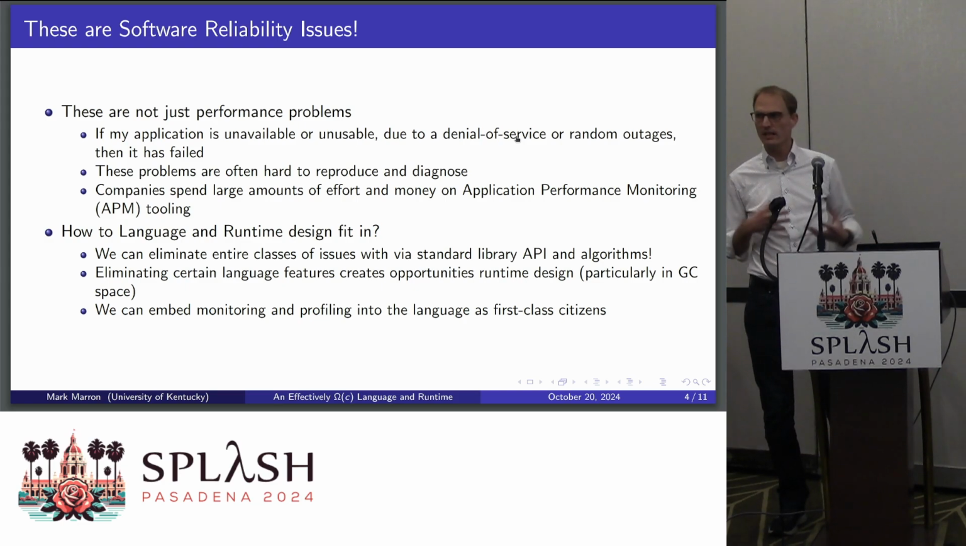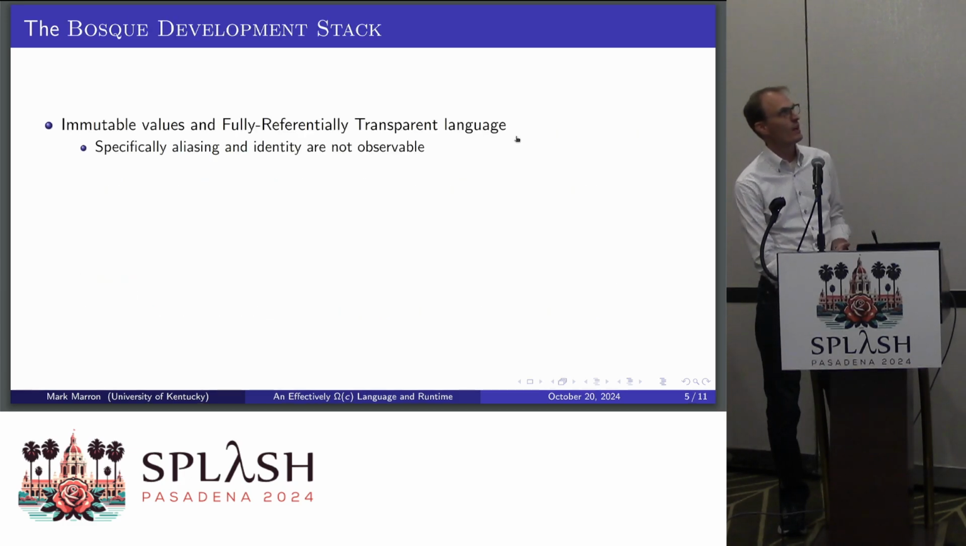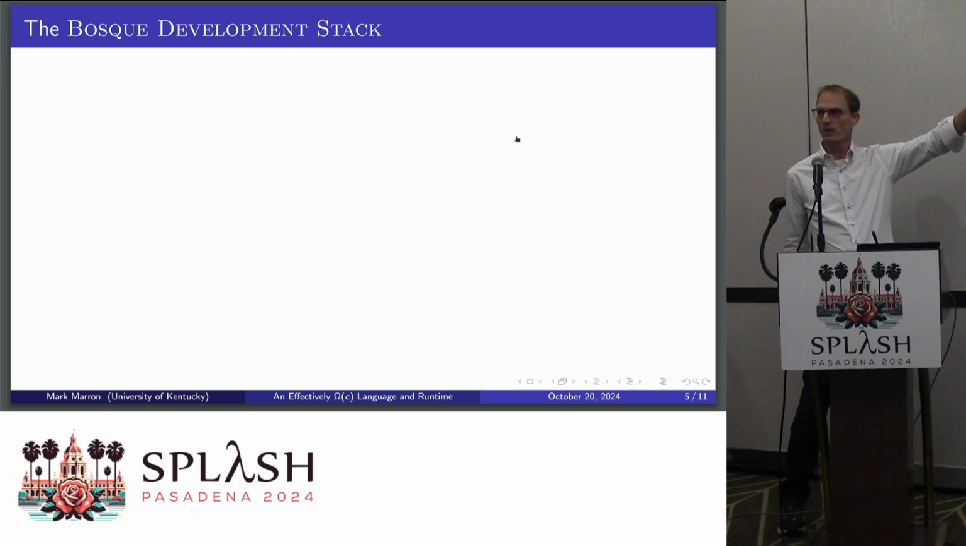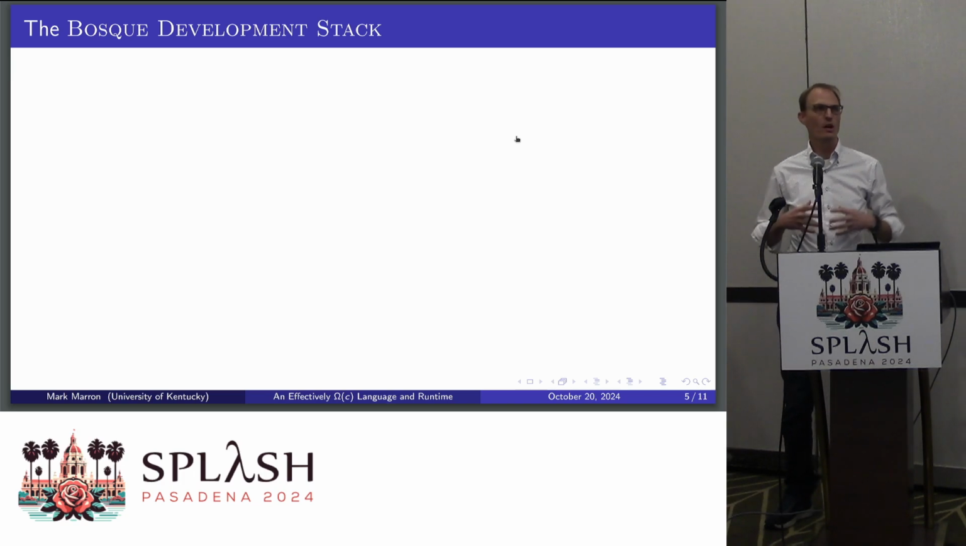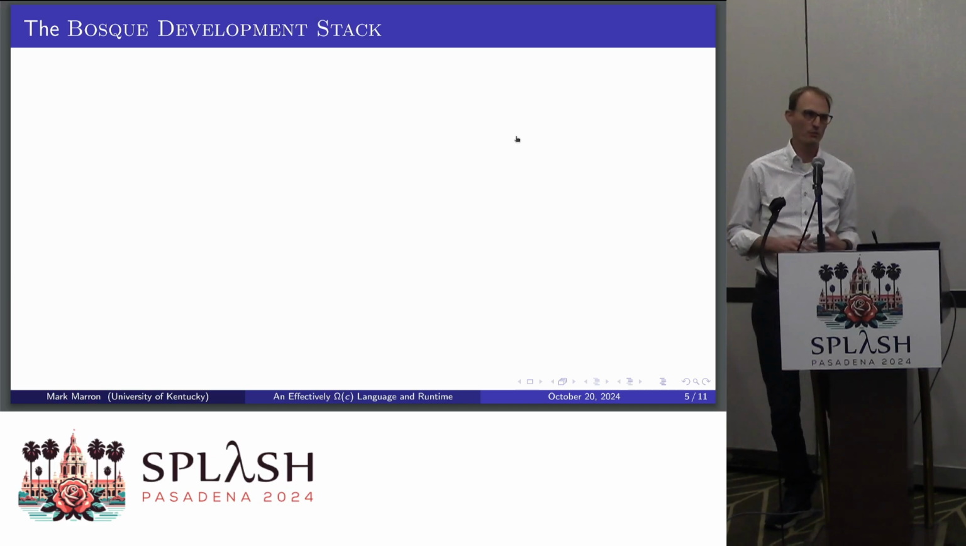Can we eliminate certain features that cause these problems? So let me talk about the project I've been working on, this Bosky development stack. The goal here is to, from the ground up, build a programming language and a runtime that's designed to build high reliability, high assurance software.